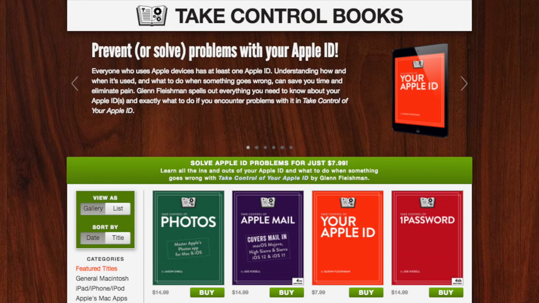So obviously takecontrolbooks.com is where you go to find the book. Yes. How much is this book, Joe? Now, I'm glad you asked. This is a cheap book. I mean, relatively speaking, it's $7.99. Wow. It's a short book. Okay. It's, I want to say 76 pages. Yeah, 76 pages. And so we kind of priced it in proportion to the length.